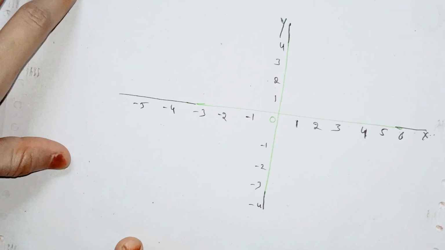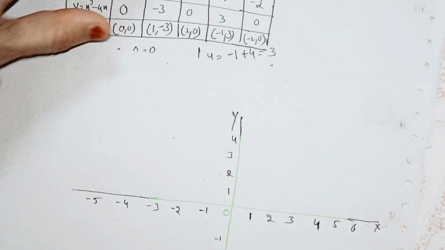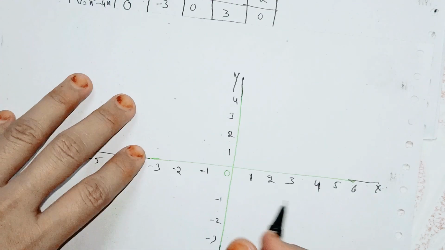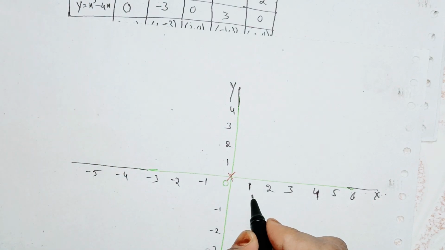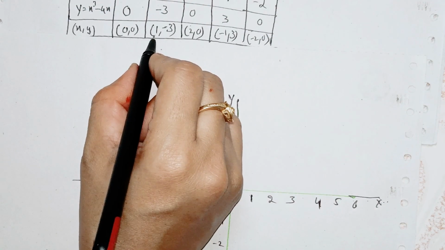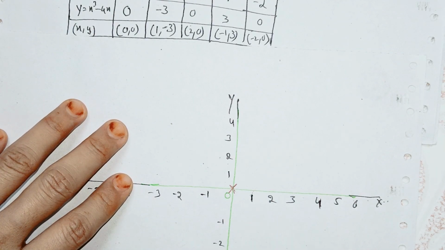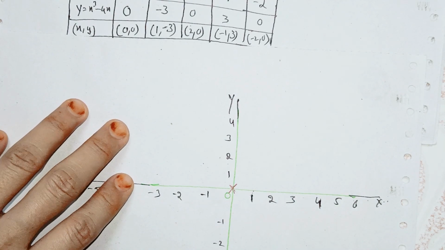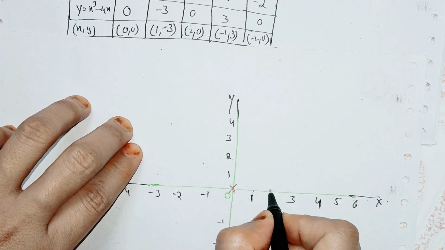Okay, so this is our graph. Now we'll try to mark the points here. So the points are 0 comma 0. 0 comma 0 means here itself. Okay, so then next point is 1 comma minus 3. So this is 1 comma minus 3 is here. Okay, next 2 comma 0. This is 2 and 0 is here.